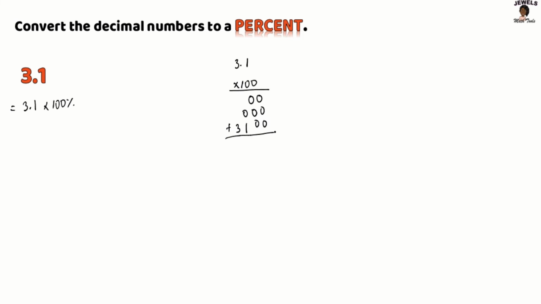Let's sum our numbers together. 0 plus 0 will be 0. 0 plus 0 will be 0. 1 plus 0 will be 1, and we'll bring down our 3.